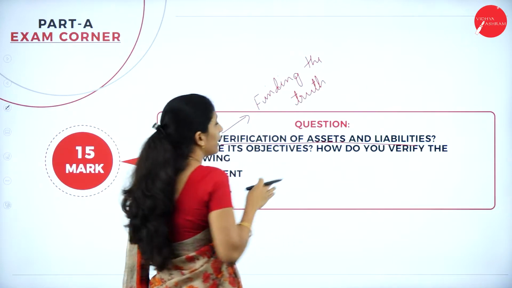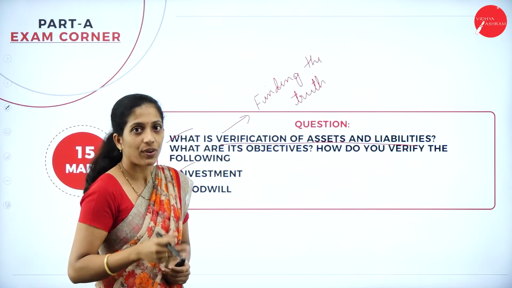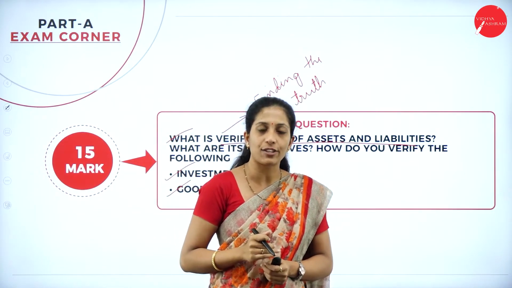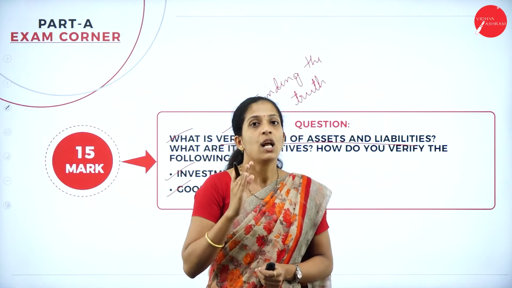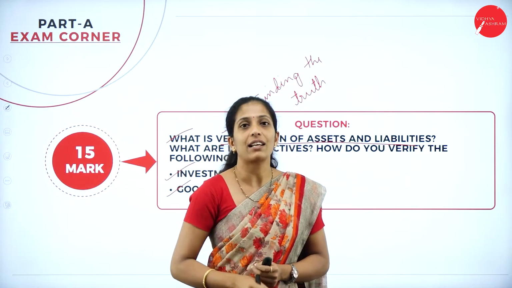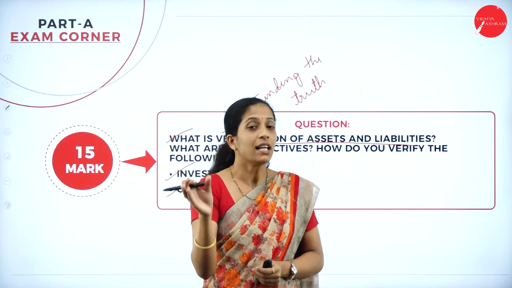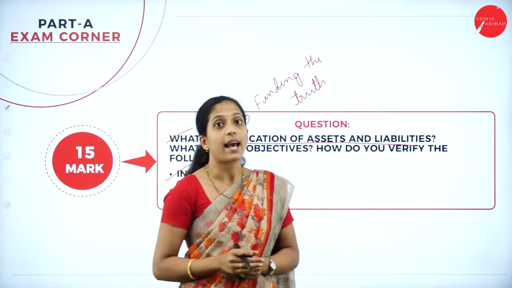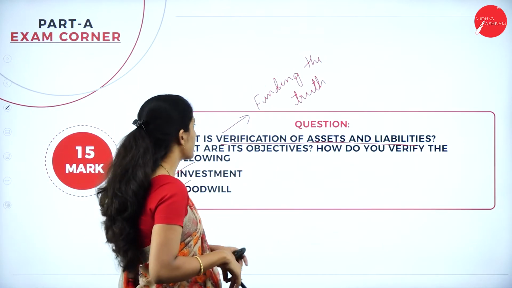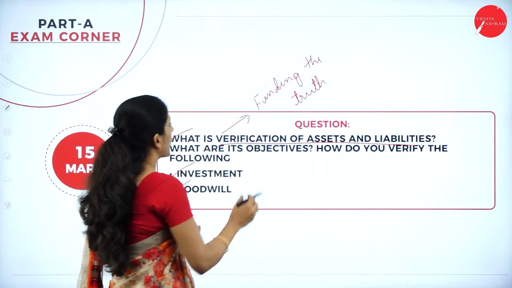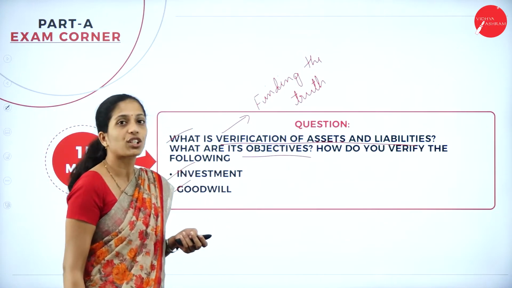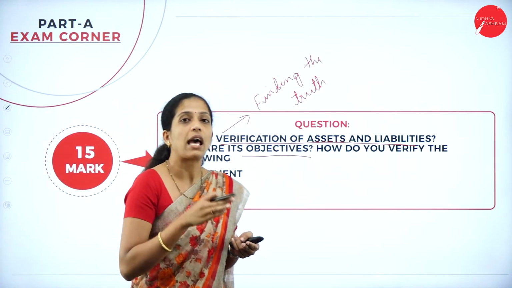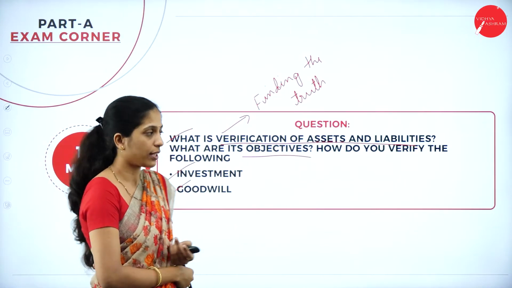Of course, they will show it in the balance sheet, but we don't know whether it is actually there in the organization or not. For that reason, the auditor has to physically verify those assets and liabilities, that is, find the truth about them, which is called verification of assets and liabilities. And you can write what its objectives are. The main objective is to reduce errors as well as fraud in the organization.